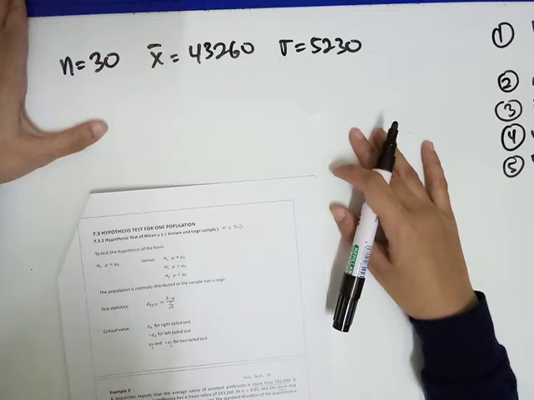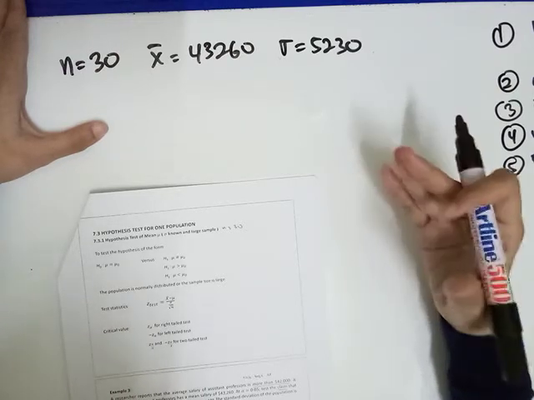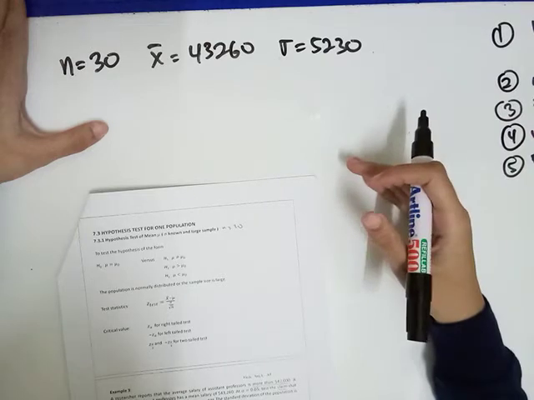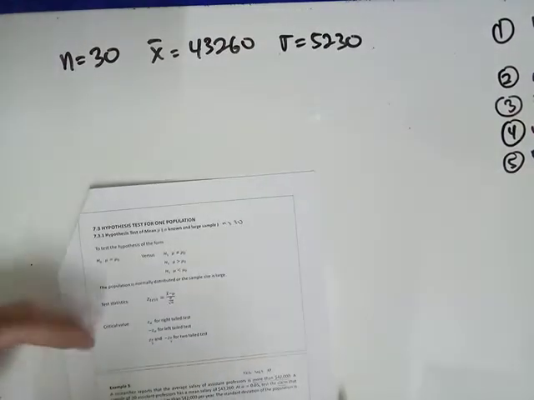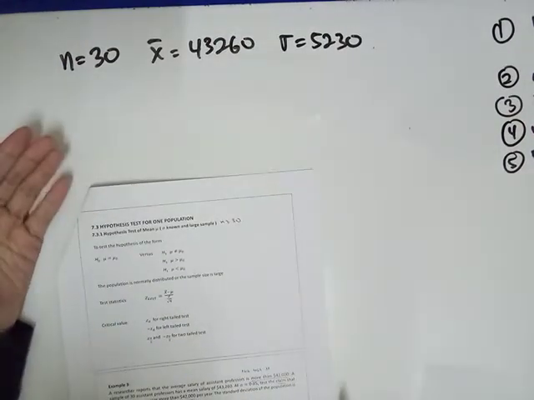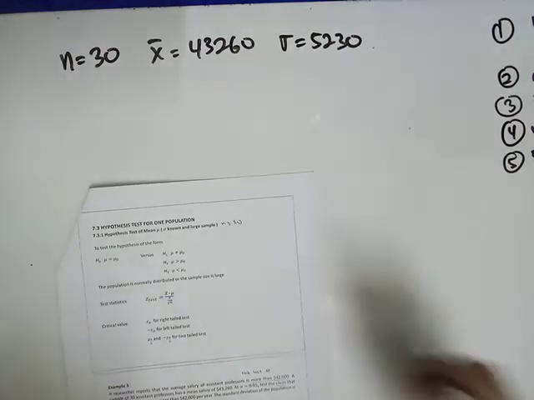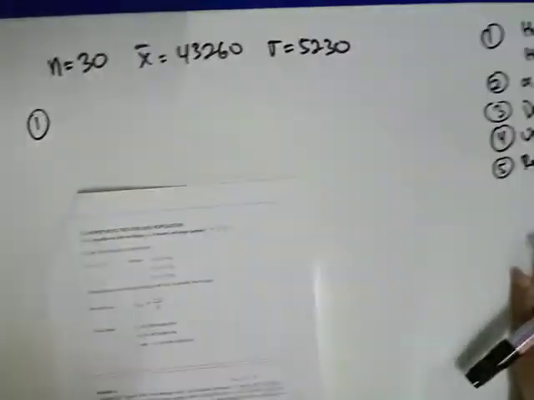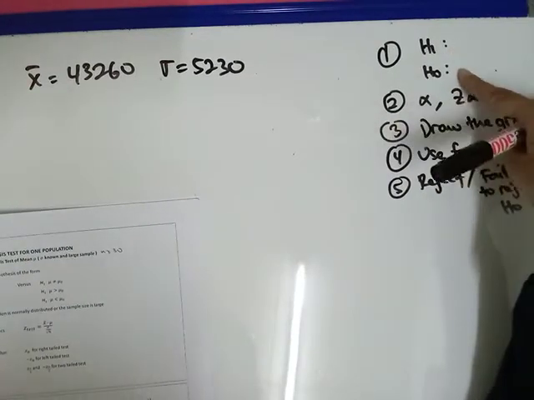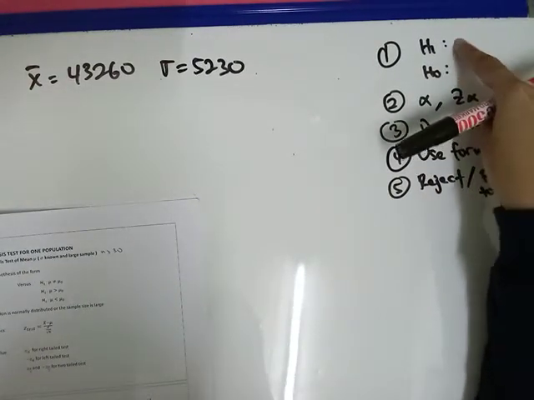And then we need to test whether the statement is true or not. So we have to use the 5 steps. Do you still remember the 5 steps I told you earlier? First step, what? You need to state H1 and H0. This is the first step.